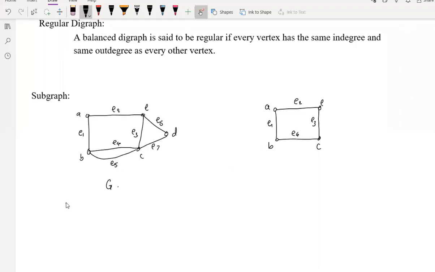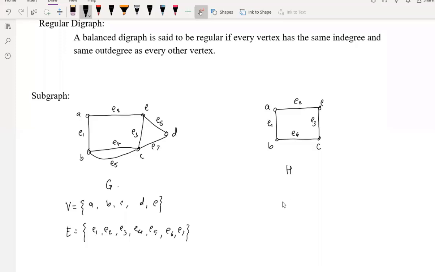मतलब ग्राफ G में vertex set क्या है अपना? Vertex set is A, B, C, D and E. This is the vertex set of the graph G. And what is the edge set? Edge set is equal to E1, E2, E3, E4, E5, E6 and E7. Seven edges are there in this graph.